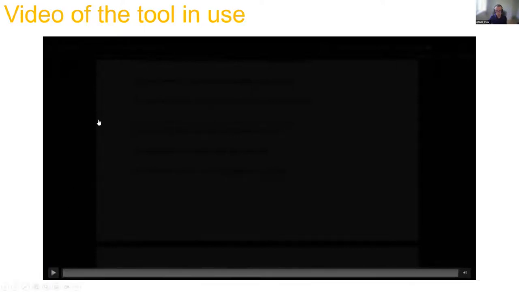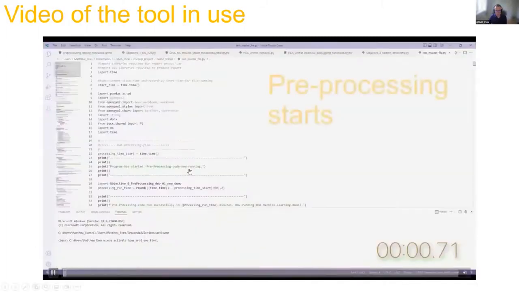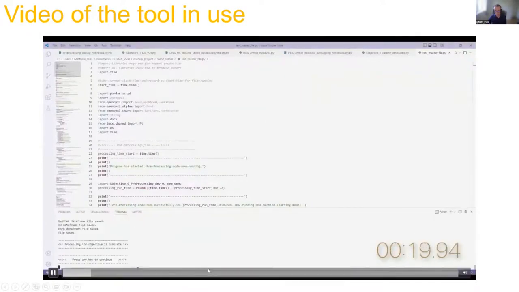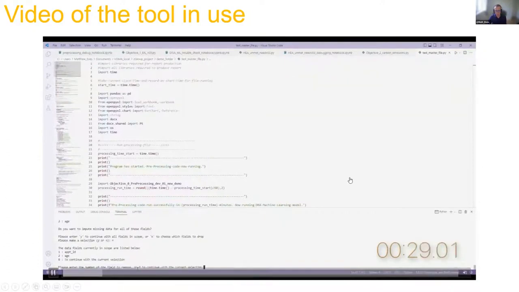I should just say this is for a 3,000 record dummy data set, so the runtime does increase with increased data set size, mainly for the DNA machine learning models. So first off, there is the pre-processing stage. This is reading in the data set, cleaning the data set, and controlling for missing values.